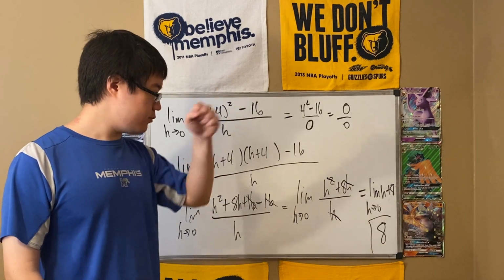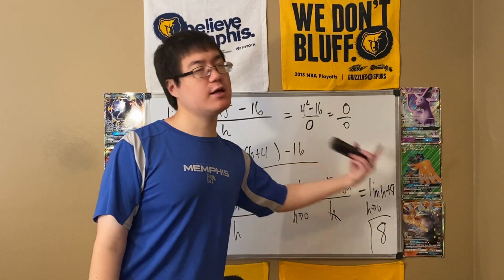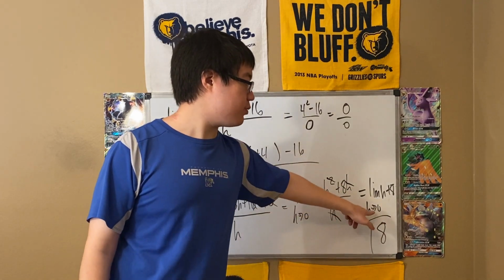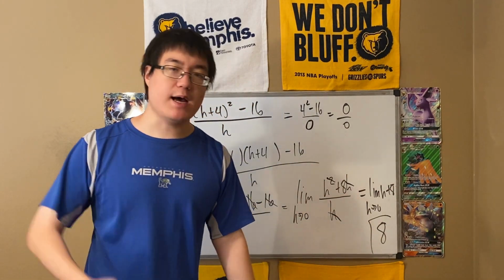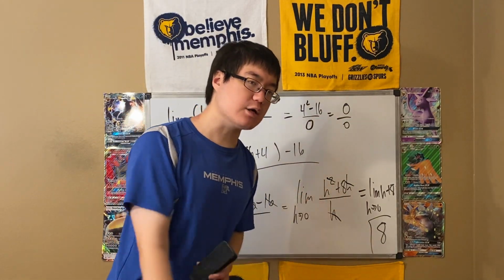16 minus 16, boom, 0, h, boom, crossing things out. We get h plus 8. At the very end, we plugged in this number, and it wasn't too bad. 0 plus 8 is just 8. And that's all it is.